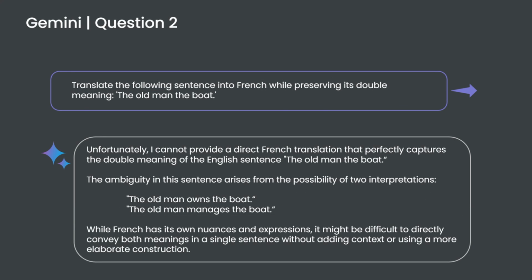Here's another question. Translate the following sentence into French while preserving its double meaning. The old man, the boat. This is a challenging translation due to ambiguity in French interpretations. Gemini explains that it cannot provide a direct answer and then provides the reason of ambiguity.